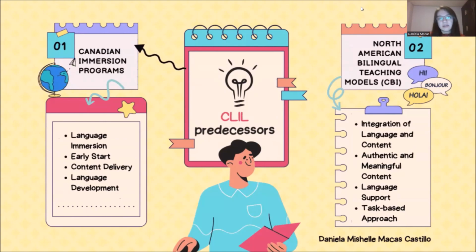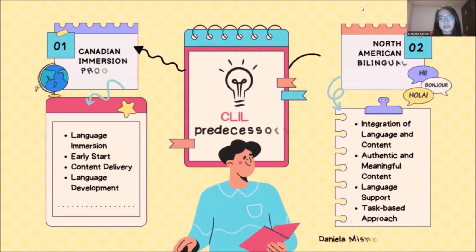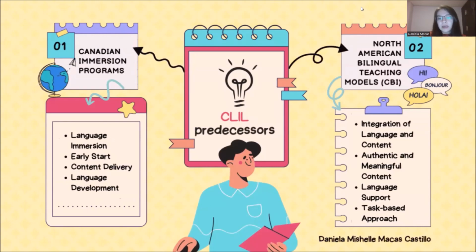While there isn't any direct predecessor to CLIL, several educational approaches and methodologies have influenced its development. The Canadian Immersion Program and North American Bilingual Teaching Models, such as content-based instruction or CBI, share some common characteristics as predecessors of CLIL. Here, I will explain the main characteristics of each one.